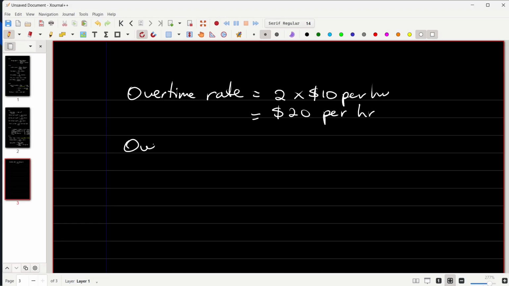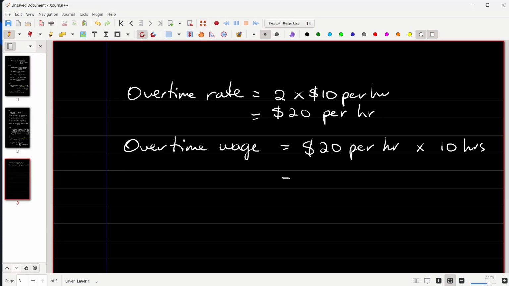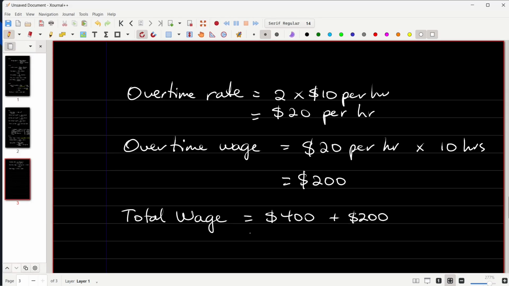Their overtime wage would be equal to $20 per hour multiplied by the overtime hours that they work, which was 10 hours. This results in an additional $200 earned. Therefore, that means their total wage would be equal to that $400 of basic wage plus that $200 of overtime wage, and they will get a total of $600 for their wage.